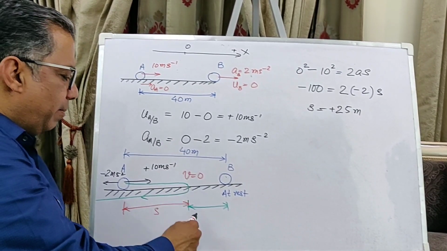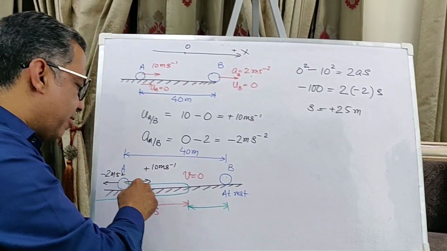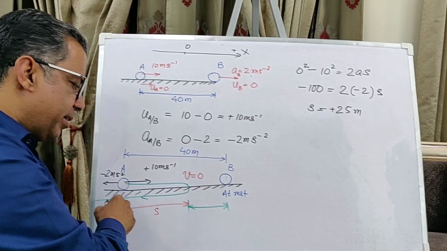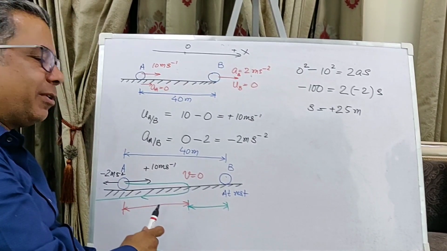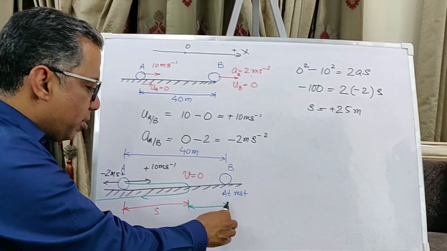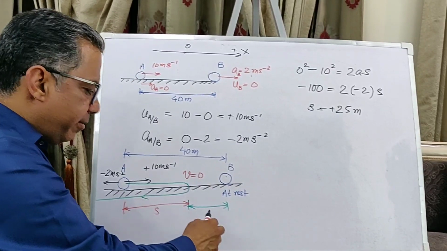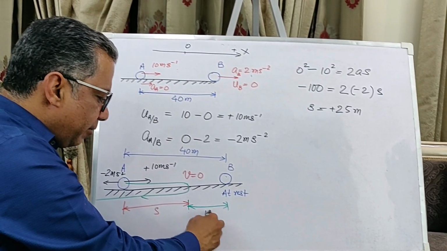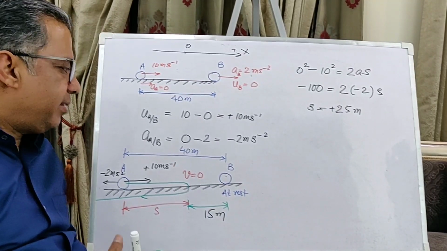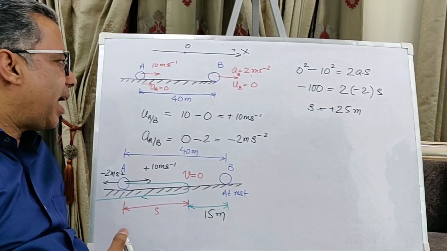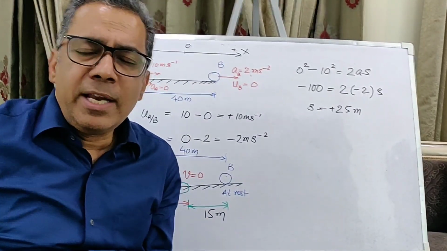Now the total distance was initially 40 meter and it has traveled 25 meter and then reversed. The remaining distance now is the shortest distance between A and B, and this shortest distance therefore will be 40 minus 25, and that's 15 meter. So again, a very simple and yet very interesting application of the concept of relative motion.